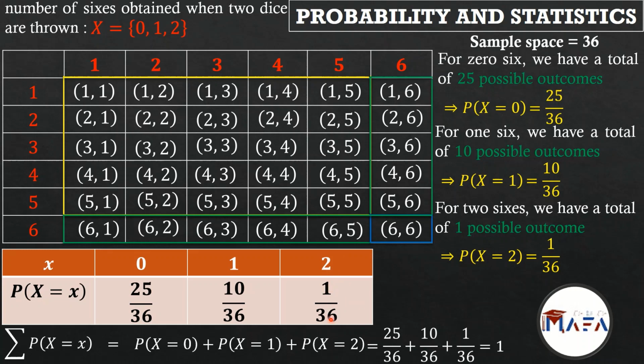If this is a random variable, it means that the sum of all the probabilities should give us 1. So if we sum all the probabilities, for 0 it is 25 on 36, for 1 it is 10 on 36, and for 2 it is 1 on 36. Summing all, we get the probability to be 1 at the end. So it means that our X, which defines the number of 6s obtained when two dice are thrown, is actually a random variable, and specifically a discrete random variable, because the sum of all the probabilities for the different outcomes gives us 1. That's that for the question.